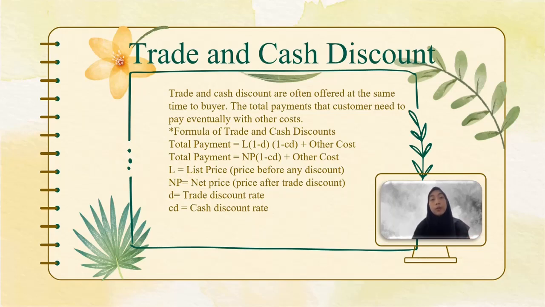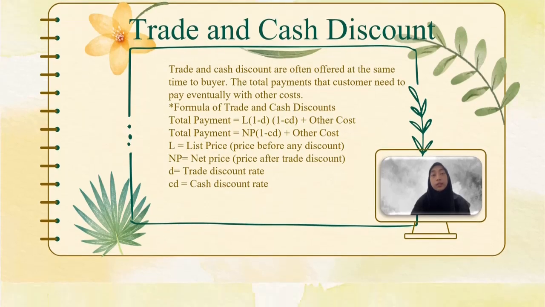L(1 − D)(1 − CD) + other costs. And the other formula is NP(1 − CD) + other costs. L equals list price. List price is a price before any discount, while NP is a net price. Net price is a price after trade discount. D equals trade discount rate. CD equals cash discount rate.